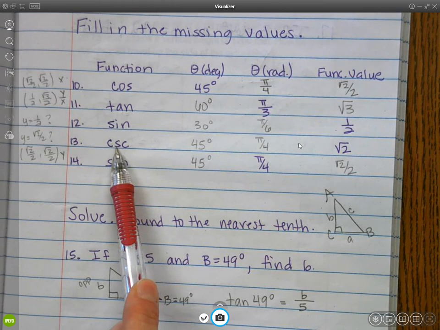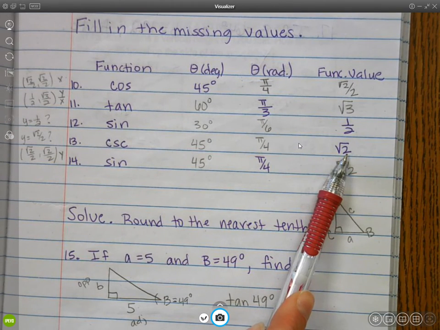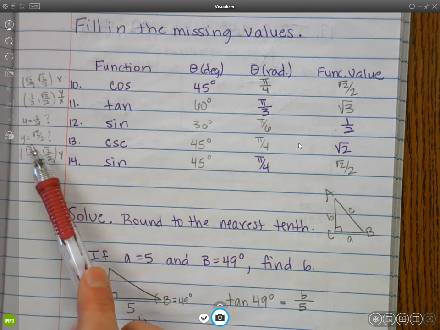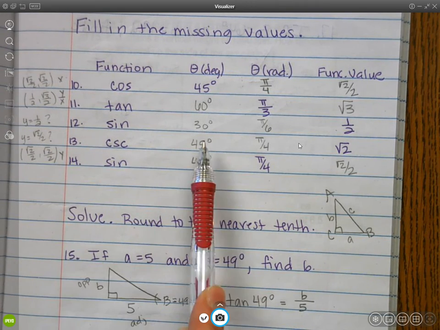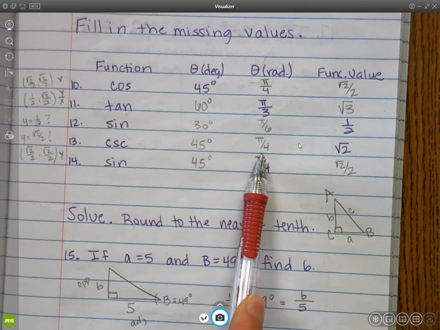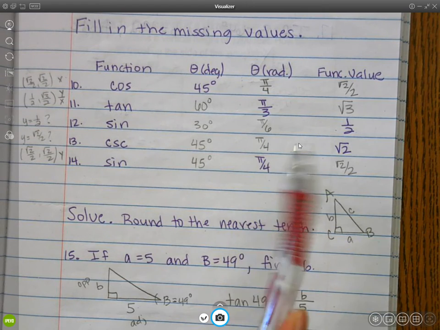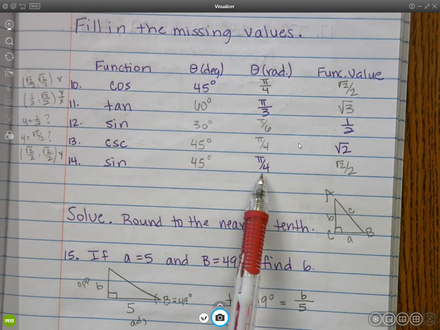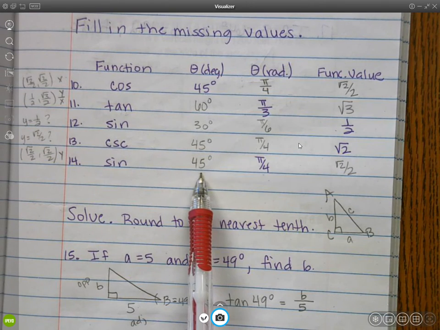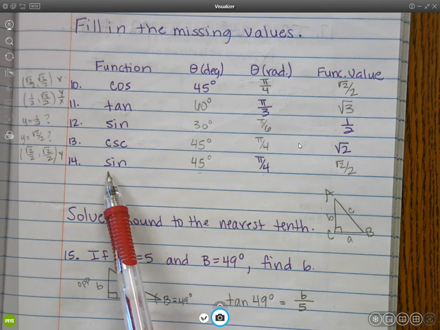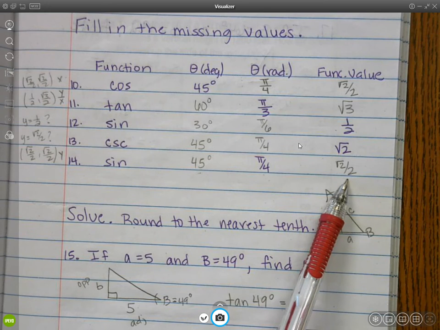They want to know when cosecant is root 2. So they want to know when the y coordinate is root 2 over 2, because cosecant is the reciprocal of sine. And that happens at 45 degrees, or pi over 4. And then here they give you an angle, so you know that pi over 4 radians is the same thing as 45 degrees. And then sine at 45 degrees is root 2 over 2.